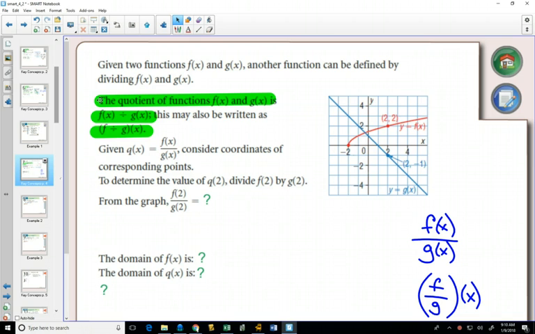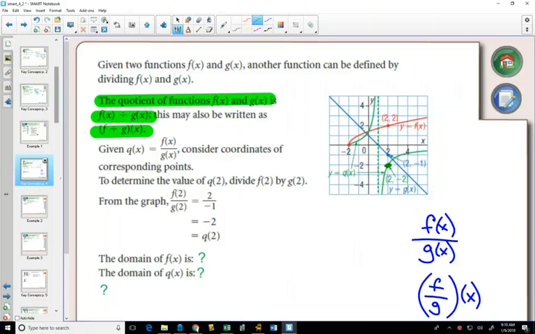We start with nice points. Here I have a nice point. The red one's (2, 2), the blue one's (2, -1). If I divide those ones, I'm going to get this point right here at (2, -2). Wherever the function on the top is equal to 0, just like multiplying, that's going to stay 0.